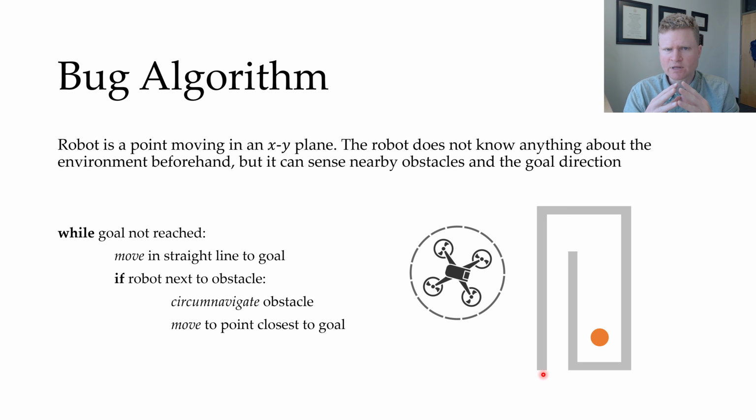And then I'll trace around the obstacle again to find the point that is closest to the goal. So I move until I get right here. And then I start moving in a straight line towards the goal. Maybe you want to pause the video and think about this algorithm a little bit for yourself. But it turns out that this can be a pretty efficient algorithm for this sort of bug setting.